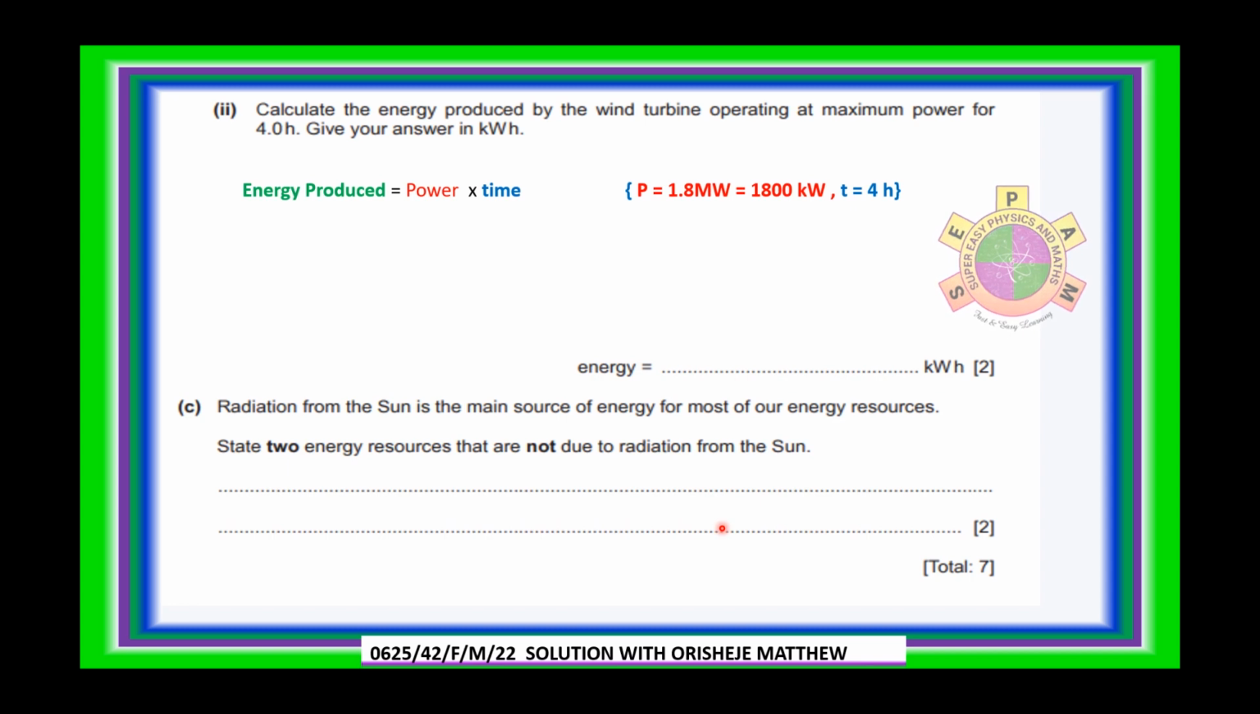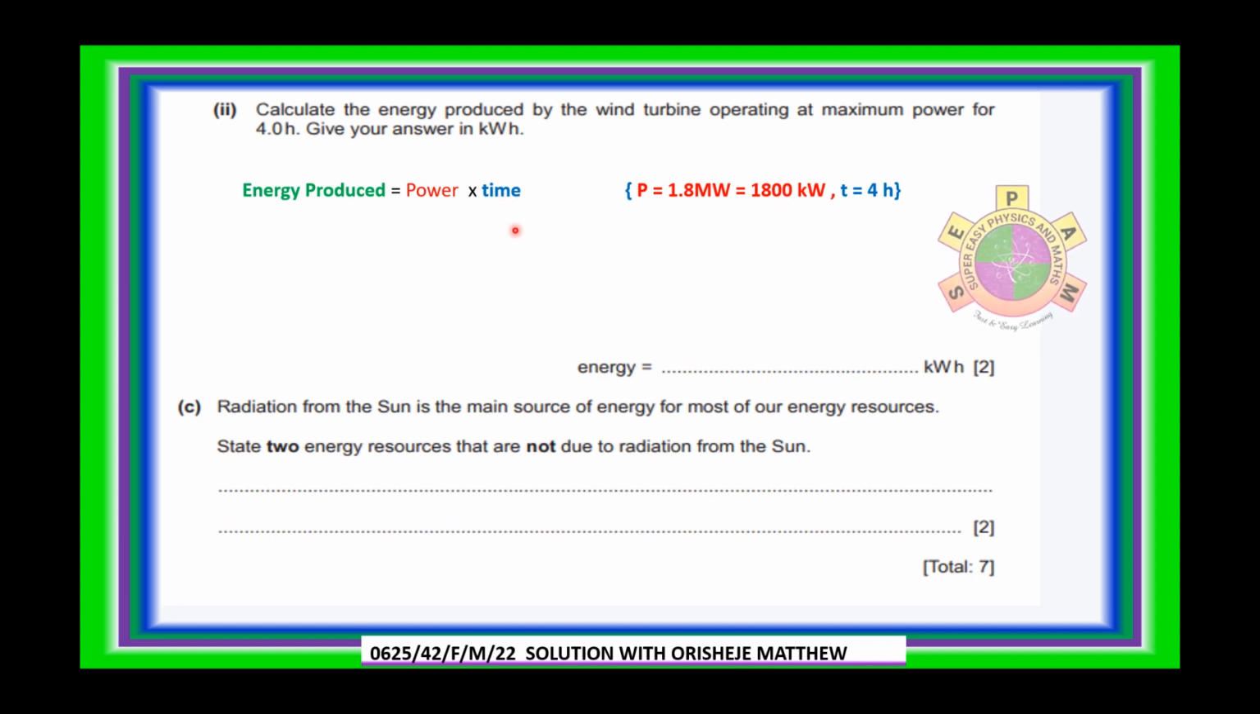So energy produced is equal to power multiplied by time. So what is the power? Which is 1.8 million watts. So that will now be expressed in kilowatts, which is 1,800 kilowatts. Then time, 4 hours. So multiply it because you are expected to calculate the energy in kilowatt hour. So just convert your power to kilowatts and multiply by the time in hour. So if you have that, that will give me 7,200 kilowatt hour.